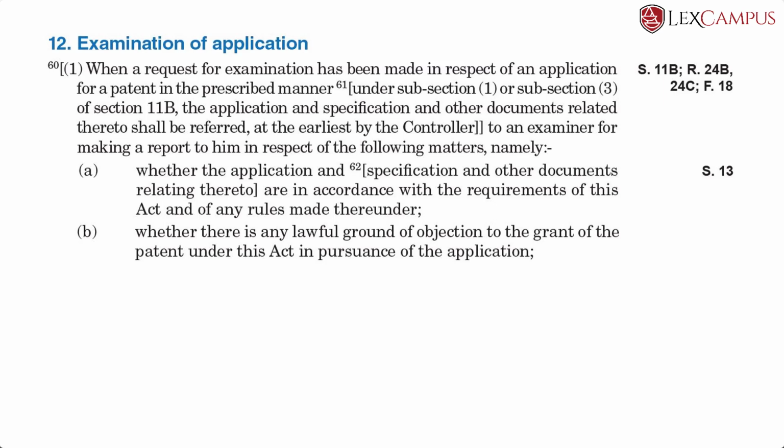Lawful ground of objection could be a substantial objection, not a procedural objection, a substantial objection for not granting a patent. For instance, lack of novelty. The invention does not have novelty, or the invention does not involve an inventive step. The invention is obvious to a person skilled in the art. These are lawful objections because a patent office cannot grant a patent over an invention which is obvious to a person skilled in the art. So, these objections are termed as lawful grounds for objections.